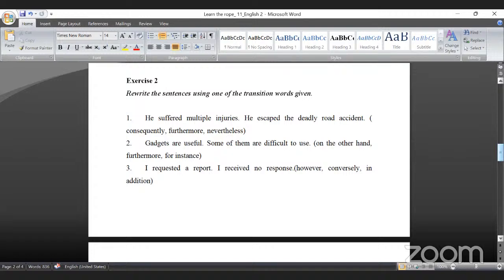Okay, third one, I requested a report. Second sentence, I received no response. However, conversely, in addition. I requested a report. However, I received no response. Okay. Correct.